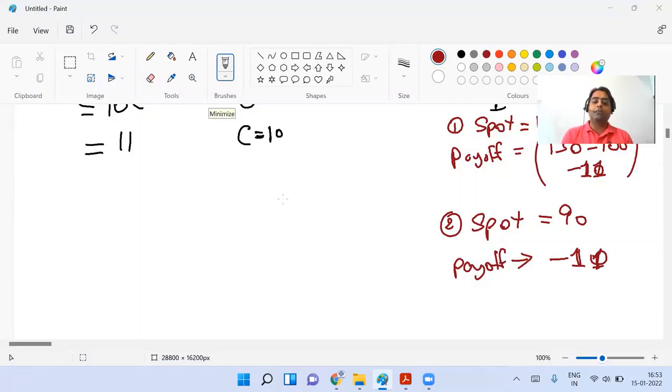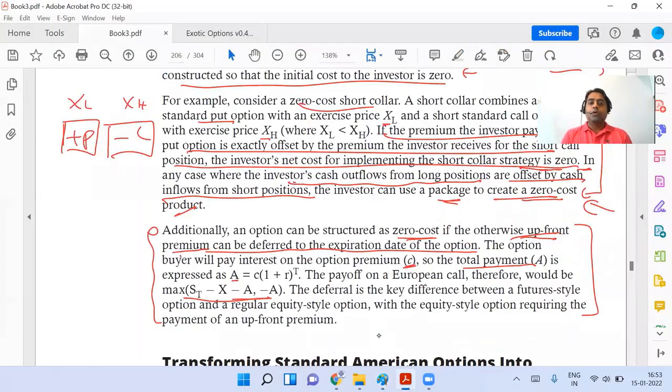Okay, I'll take you back to the book now. I'm just connecting it back to the numbers that I've taken. Over here, the actual premium was 10, but since you're not paying at the start, you're paying at the end, you have to pay 11. What was that 11? This A, right? Suppose at the maturity your option is in the money, it's going to be ST minus X minus A. But if it is out of the money, you still have to pay minus A. So the main point over here is what we call deferral. Deferral is the main point which you don't see in the normal option. Kindly read this paragraph properly and remember this concept for the exam.